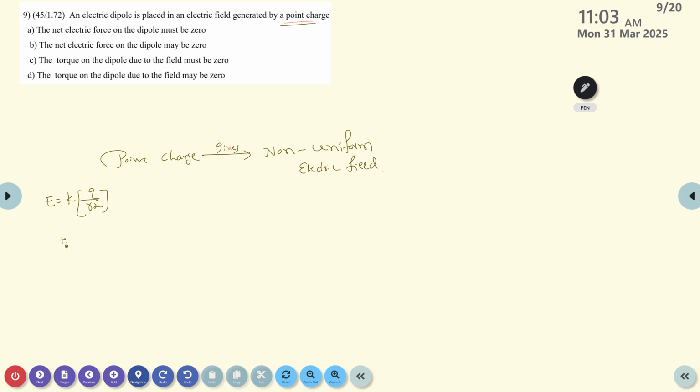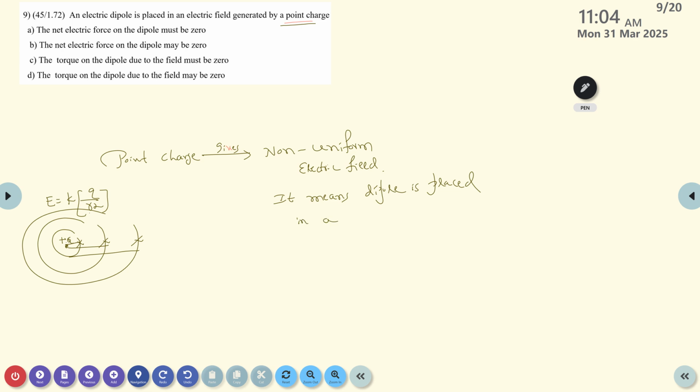You see, this is your charge plus Q. At this point, you see, distance is what? Varies here. As distance varies, E is also what? Varies. It means, indirectly he said that the dipole is placed, please understand, in which field here? Placed in a non-uniform electric field.